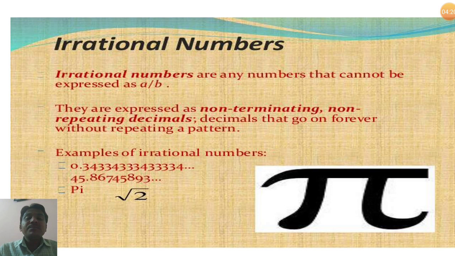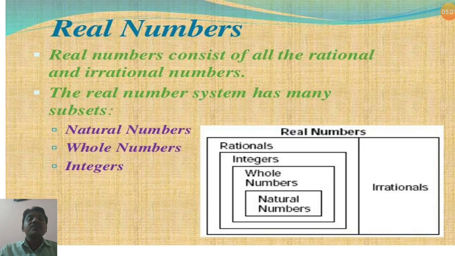Examples for irrational numbers: 0.343343333, next 4, 3, 3, 3, 3, 4, etc. Here 3 appears after the decimal, first 1 time, next 2 times, next 3 times, next 4 times, and so on. We will continue like that. Next, 45.86745893 and so on. In these two cases, the decimal expansion is non-terminating and non-repeating. Next examples are pi, root 2, root 3, root 5, etc. All these are examples for irrational numbers.